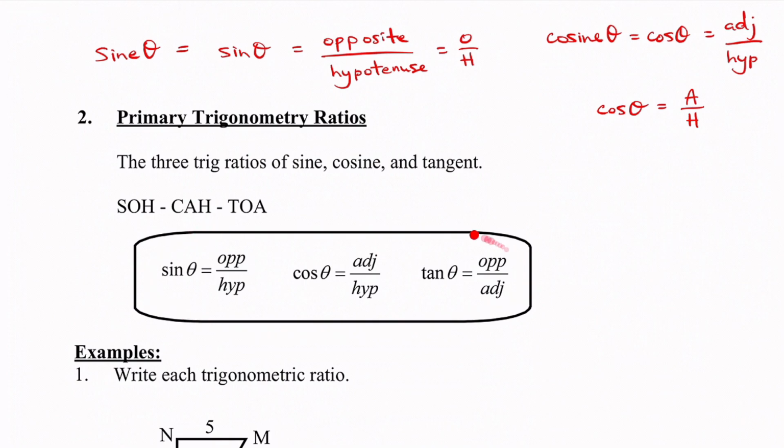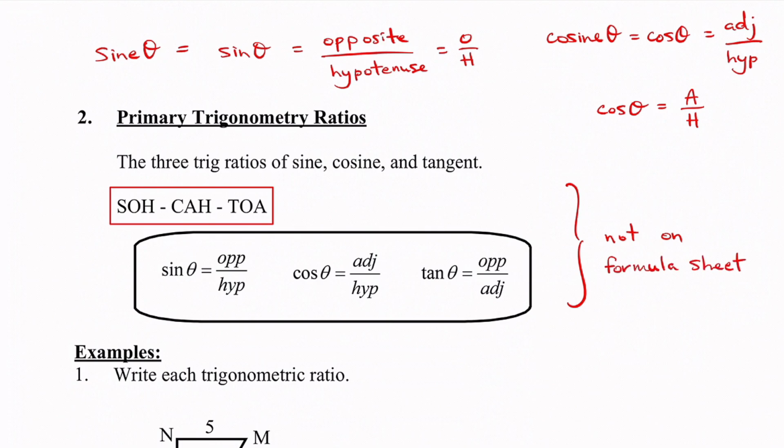And then them written out the long way. This is just the same thing, but we're using all of the letters. We're actually writing them all out. So this right here, this is going to be really important. Okay, so I'd remember that SOH CAH TOA. Now none of this though you guys have on your formula sheet, so not on formula sheet. Okay, but SOH CAH TOA, it's not too hard to remember.